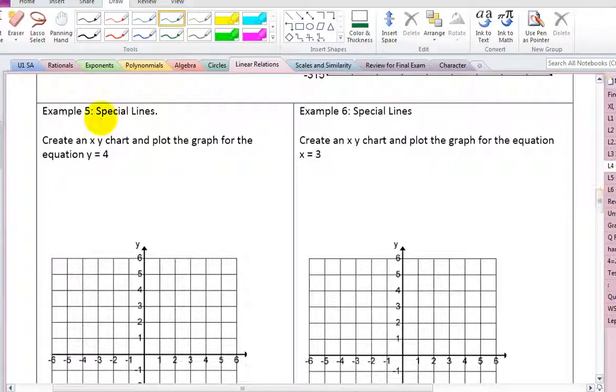Now we have what we call special lines. These are some weird ones. We have a very special equation, y equals 4. So make an xy chart. Choose some easy numbers for x. 0, 1, 2. Now look at your equation and tell me, what does y equal when x is 0? Look at your equation. Read it to me. Kevin? Read it to me. What does y equal?